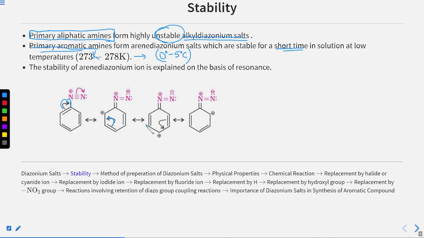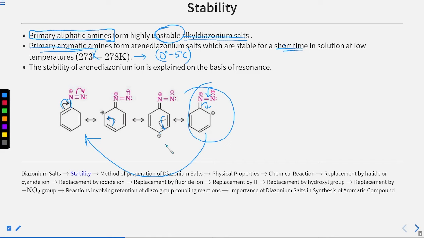Again, this is moving here, creating a positive charge here. Again, this is moving here. Now this will further move here. This negative charge will move here and will again create this. So that is the reason why your primary aromatic amines are stable and not your primary aliphatic amines.